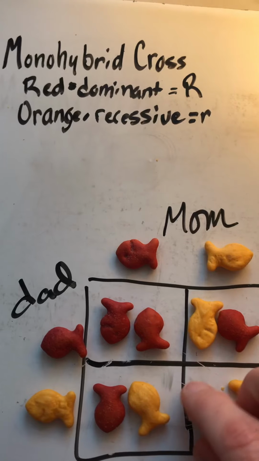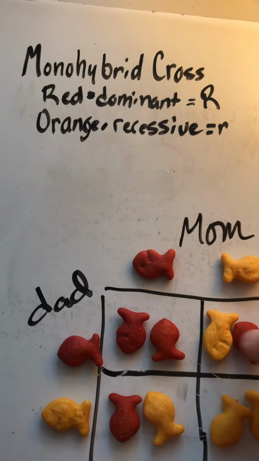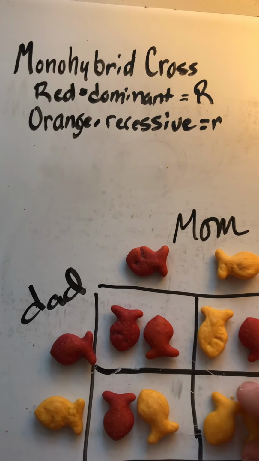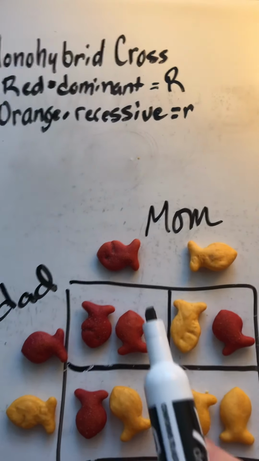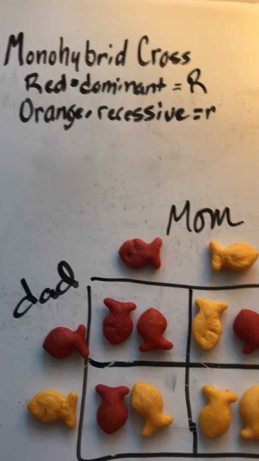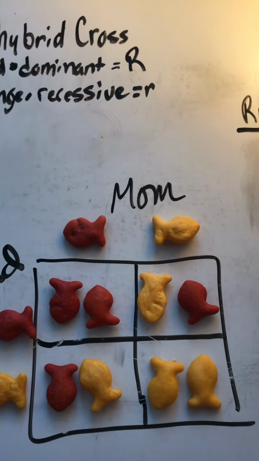And so now we have our 4 potential kids here, genetic combinations, based on mom being a heterozygote and dad being a heterozygote. So what does this mean for what we call the genotype?